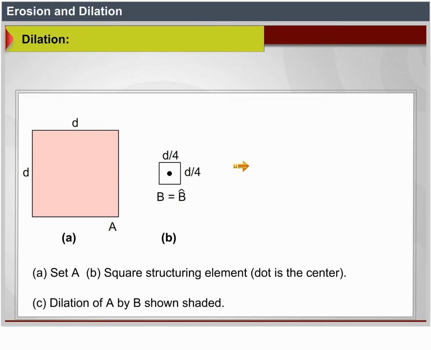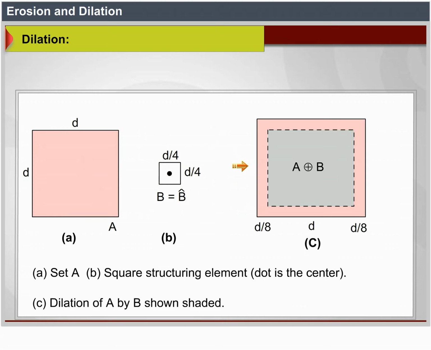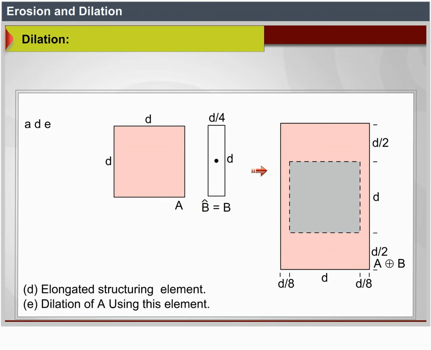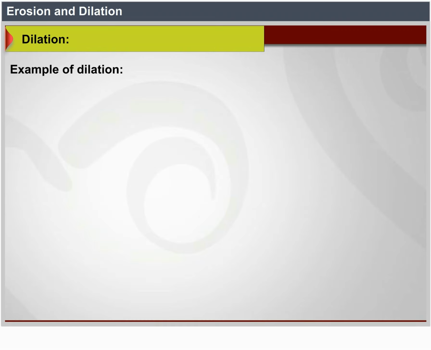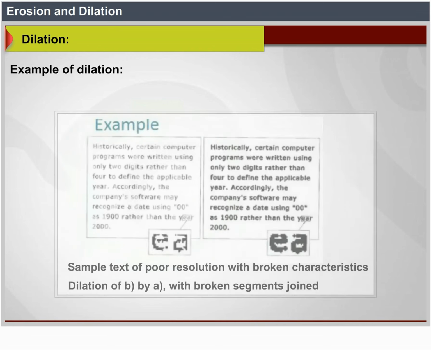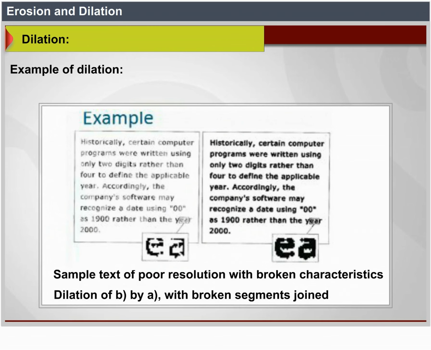The figure shows set A, a square structuring element, dilation of A by B, an elongated structuring element, and dilation of A using this element. Another example of dilation is shown on screen. Sample text of poor resolution with broken characters can now be seen. Dilation of A by B with broken segments joined.